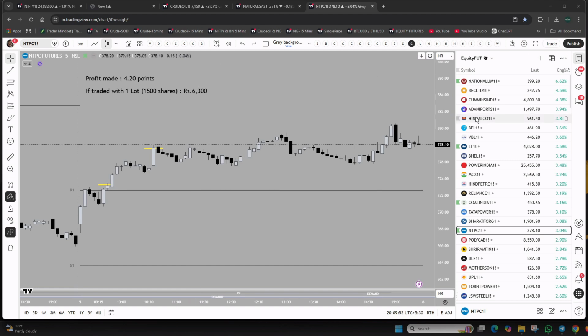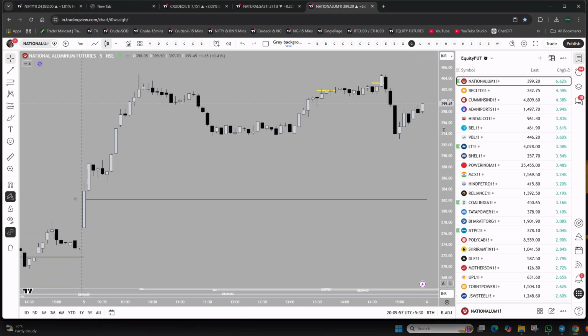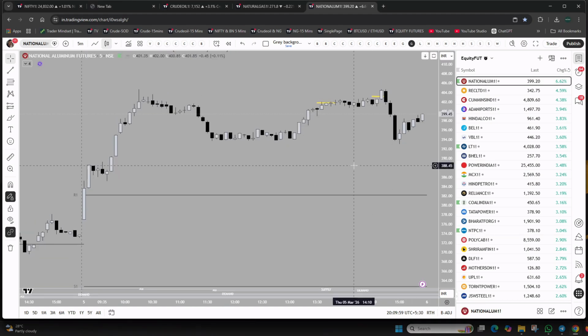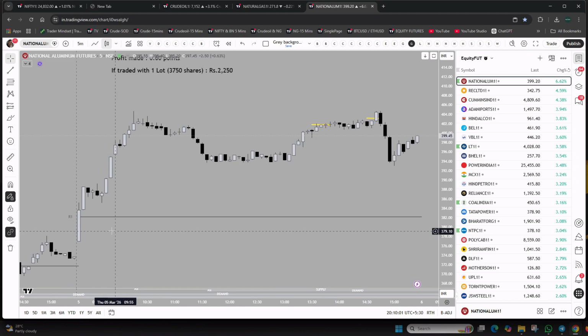Okay, moving on to the last futures trade, that is Nalco. Here I took the entry very late. Because you can see here, right? Our entry should have been somewhere here.